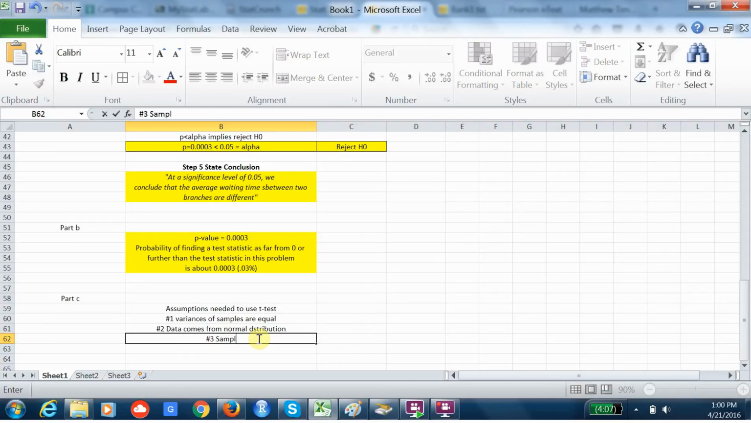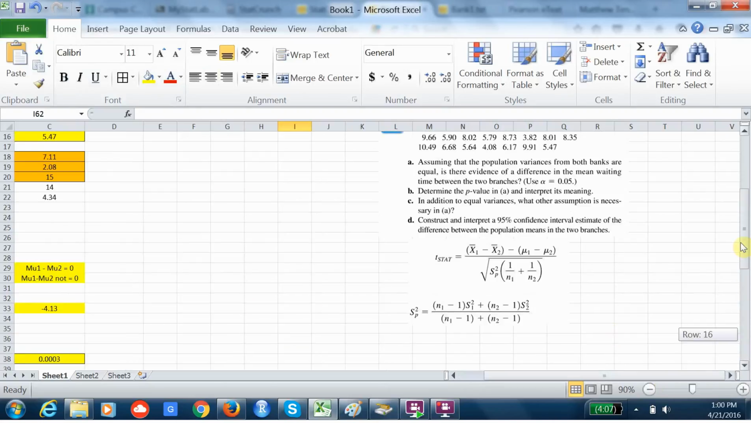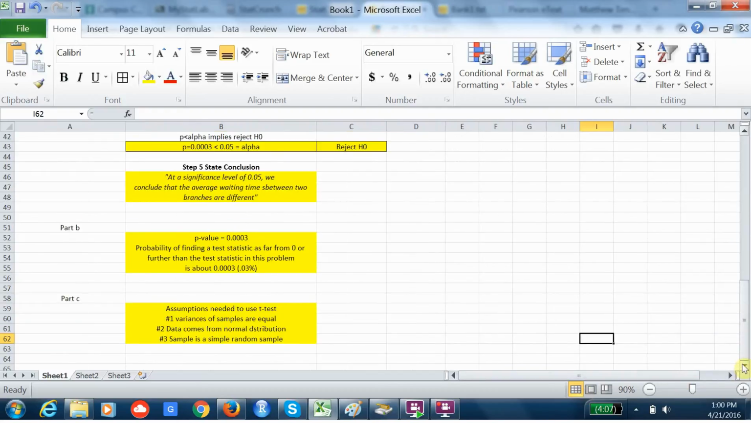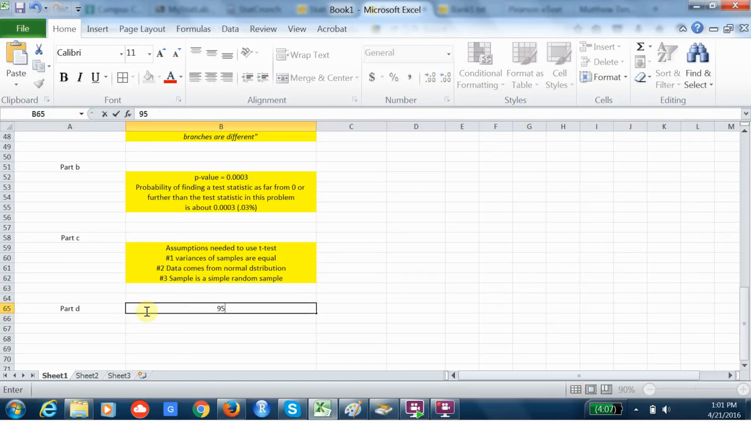Okay. And we have these three things, so we can go ahead and use this t-test. Okay, and the last part is asking us about a confidence interval. It wants us to estimate the 95% confidence interval for the difference in the waiting times. Okay, so for part D, we want to find the 95% confidence interval.